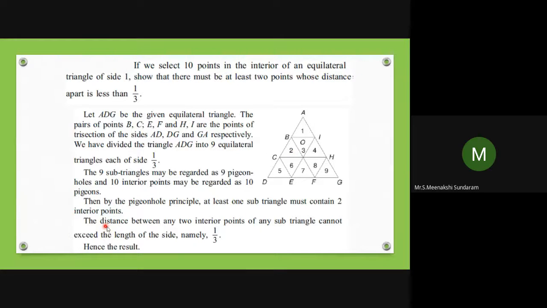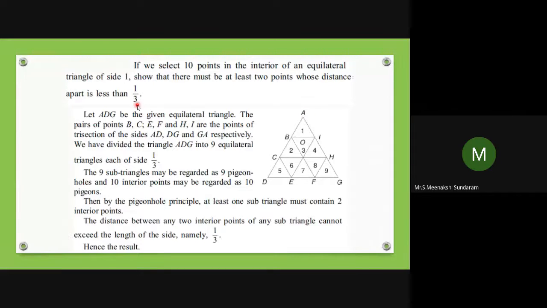Therefore, the distance between any two interior points of any sub-triangle cannot exceed the length of the side, namely 1 by 3. It is not possible otherwise, because if you take a perpendicular, the height of the triangle is also less than the side. You can join any 2 interior points of the triangle, and the distance should be less than the side length. Here the length is 1 by 3, and that's why I choose the side length as 1 by 3.